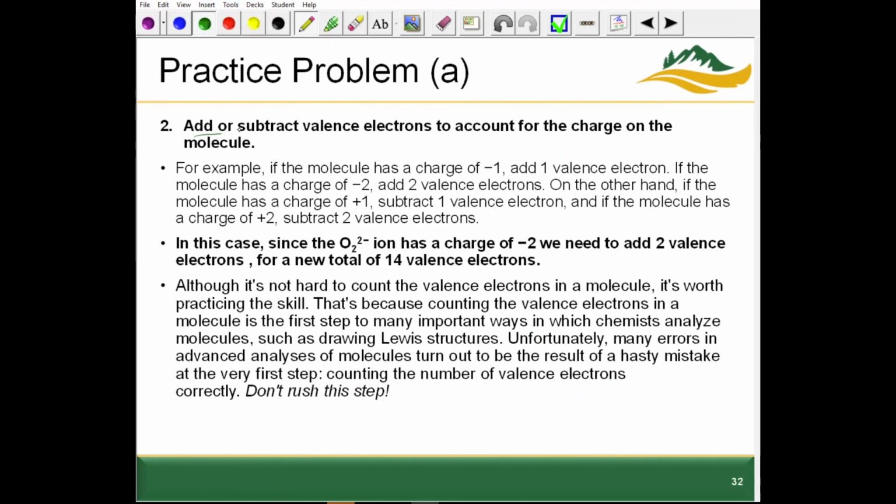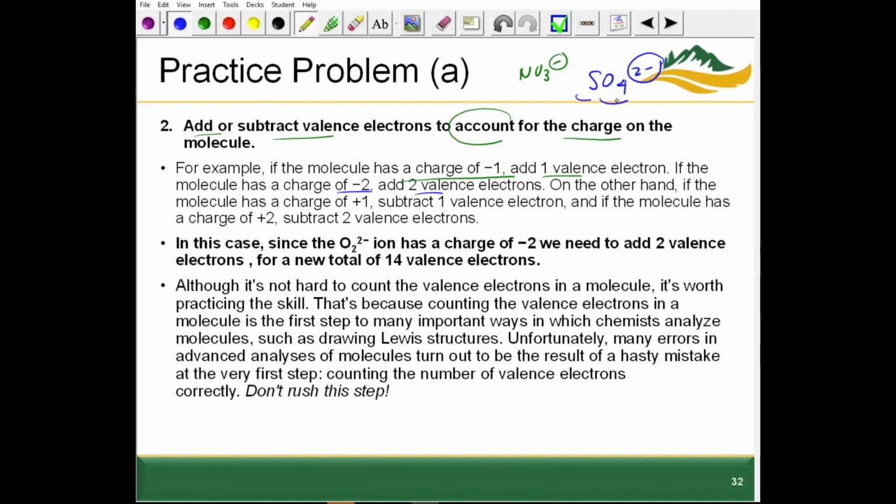Next, we do need to account for that charge. We need to add or subtract valence electrons to account for the charge on the molecule. For example, if the molecule has a -1 charge, like nitrate, that has 1 additional valence electron that's been added to that molecule. Similarly, if the molecule has a -2 charge, 2 additional valence electrons need to be added to the total.